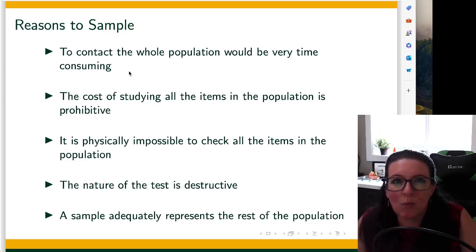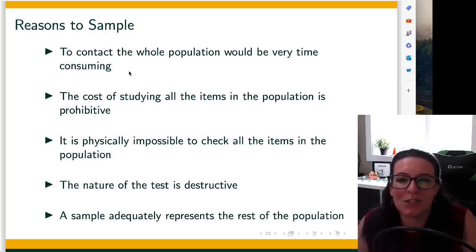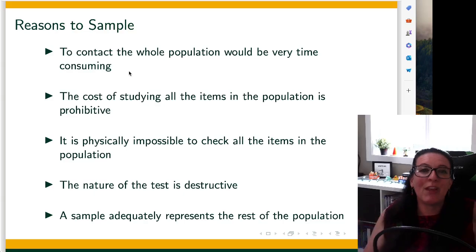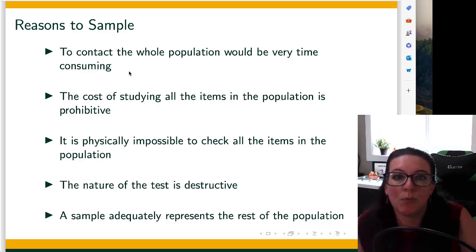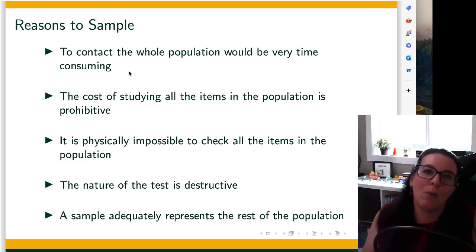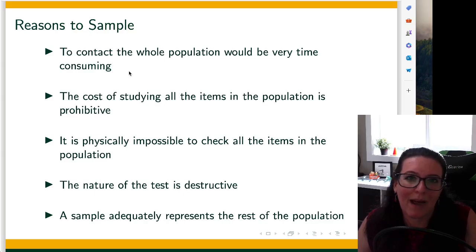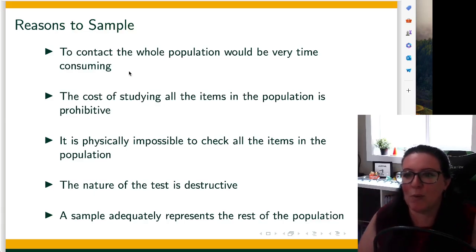And sometimes the nature of the test is destructive. So we don't necessarily want everyone in the population to be part of the test if there's going to be some kind of impact. Think about, for example, if we're looking at brain tumors in animals, that requires an autopsy of an animal. So you don't want to do every single animal, right? We want to only have that impact on a small group, and then extrapolate to the greater population. So we're trying to find a sample that adequately represents the rest of the population.